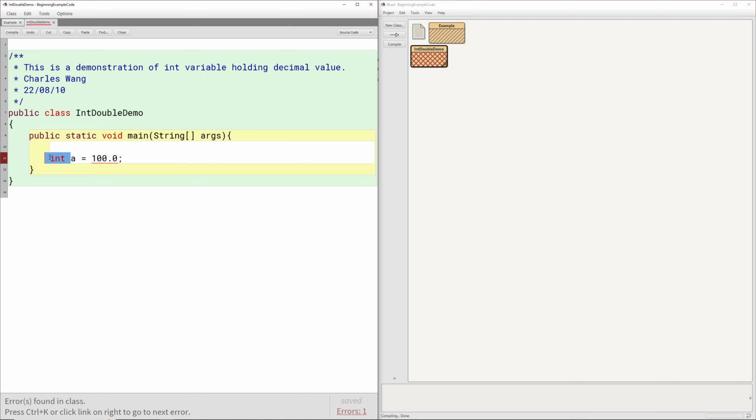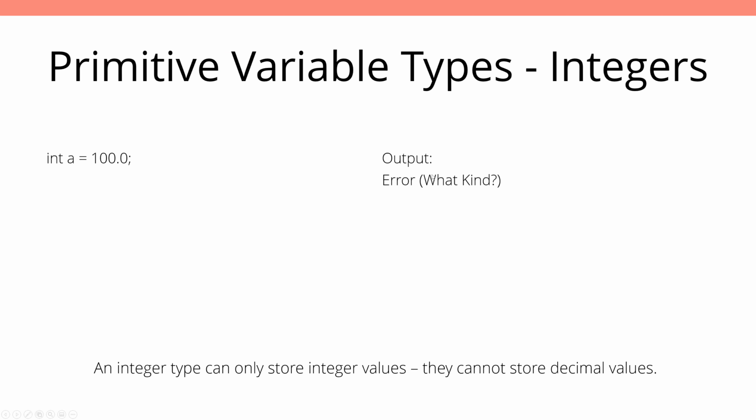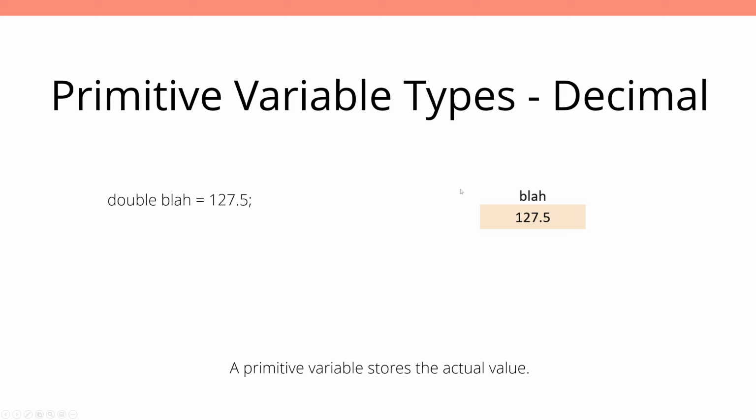Now, this might not make too much sense to you right now, so I went ahead and made an analogy for you. Again, feel free to make your own analogies, but we're going to come across this volume water analogy later on. So before we do that, let's go ahead and talk about the other type, double. So a double can hold decimal values. So we declare blah as holding double values, and we assign it a 127.5. So we have our box, it's labeled blah, and we have inside our box the actual value of 127.5.